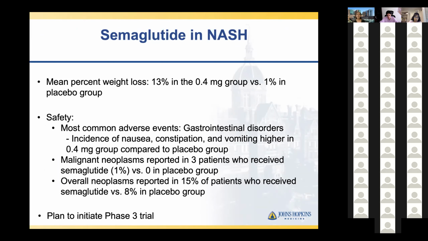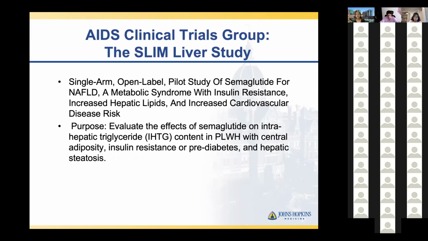There was some increase in overall neoplasms that were seen in the semaglutide group. The mechanism isn't entirely clear, but that does need further monitoring. And so the phase 3 trials are now beginning and ongoing.